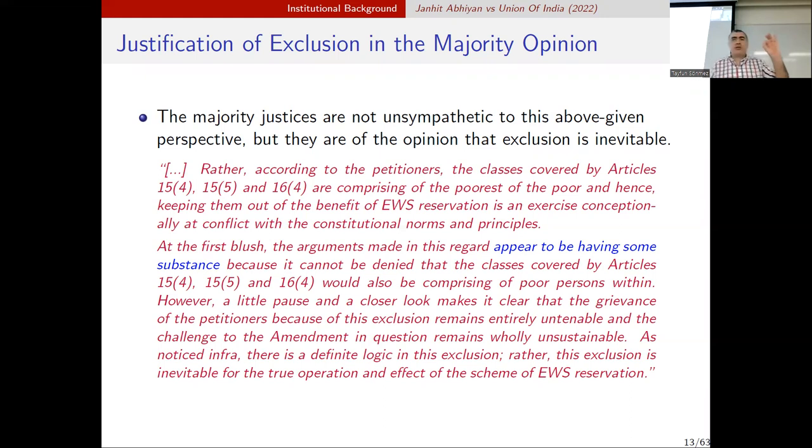So what the majority justices are claiming is the following. They are saying, okay, we are sympathetic to that perspective. Surely, scheduled castes, scheduled tribes, obviously they are even more poor, maybe, right? So they say we agree with that, okay? And because of that, it looks like their objection seems to have substance. But then they are trying to make a mathematical proof. They're claiming that this exclusion was inevitable.